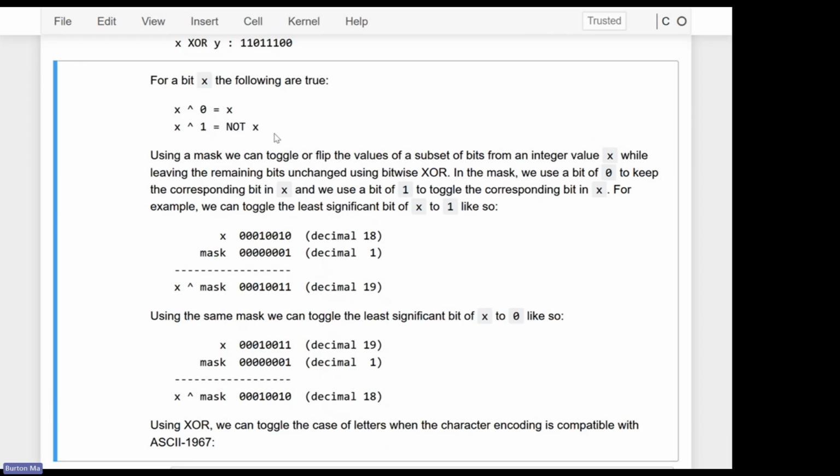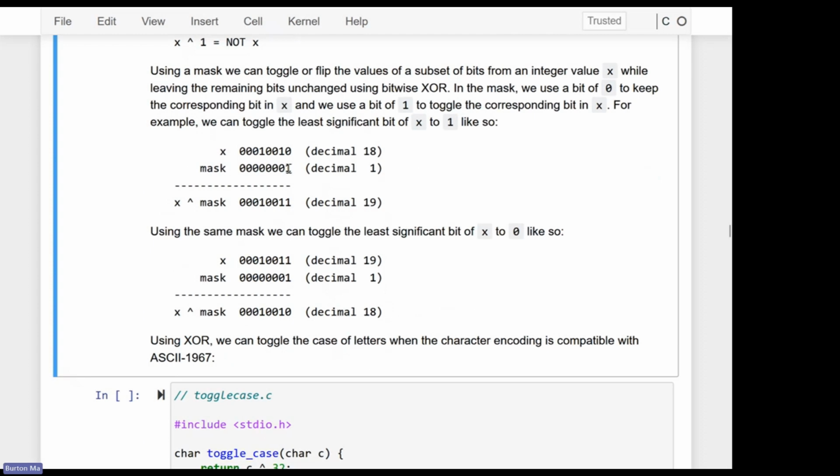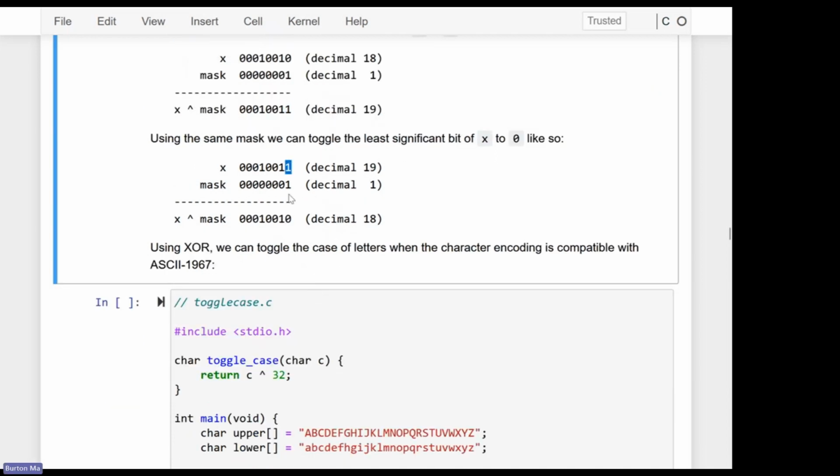And so using XOR, you can flip the value of a bit. You create a mask, and anywhere the mask is one, the corresponding bit in the other number will flip. So if X has a zero where the mask has a one, then when I take the XOR, that bit will flip to one. Everything else will stay the same. If I have a one here and I take the XOR with a one, then this bit flips to give you zero here. Everything else stays the same. So XOR lets you toggle a bit.